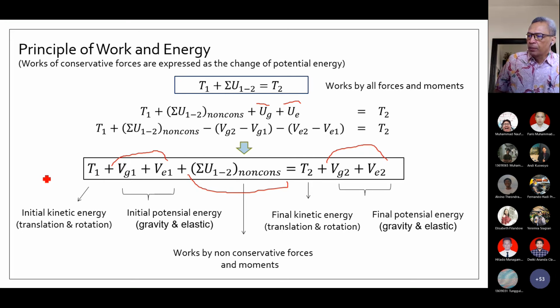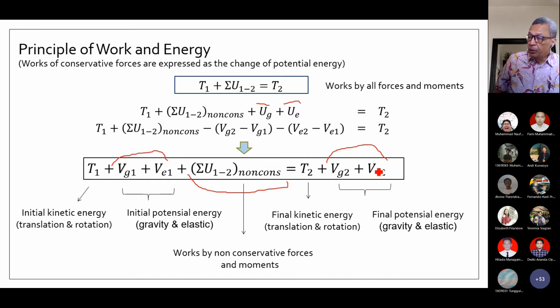The second alternative stated that the initial kinetic energy of the system in translation and rotation plus the initial potential energy of gravity and elastic plus the work done by the forces. Here what we see is the work done by the non-conservative forces and non-conservative moment equals to the state of energy at the position 2, the kinetic energy at position 2 plus the potential energy at position 2, gravity potential energy and spring potential energy.